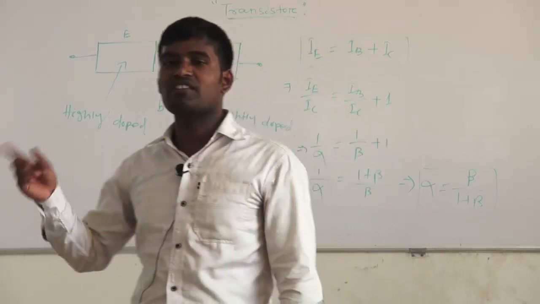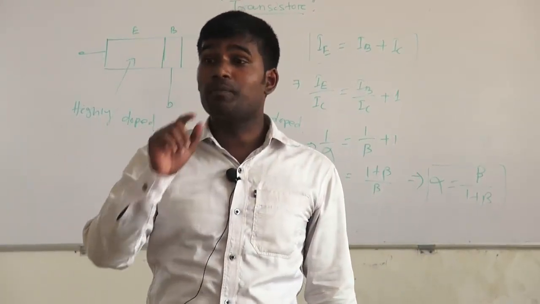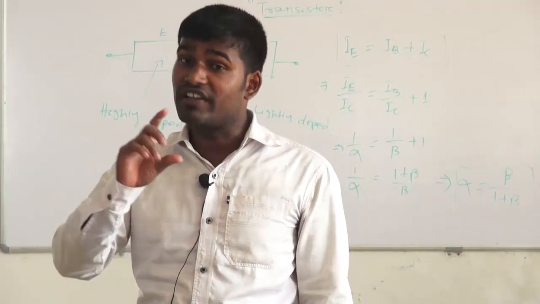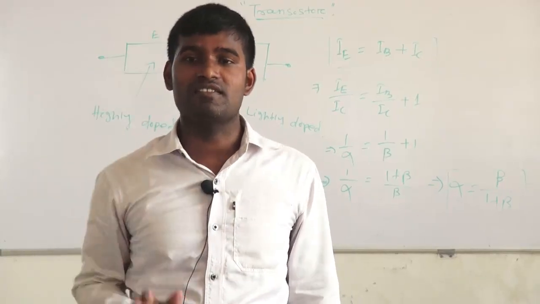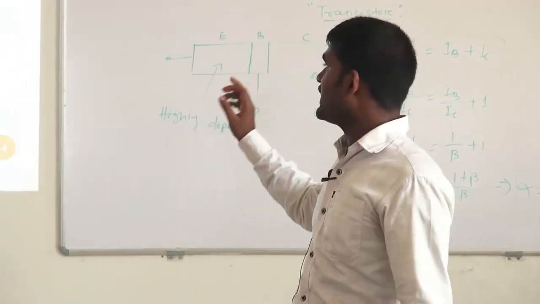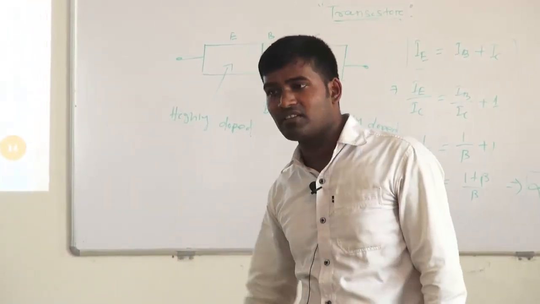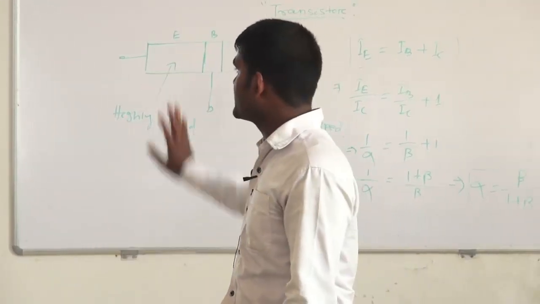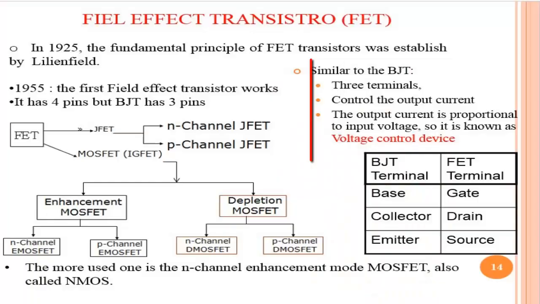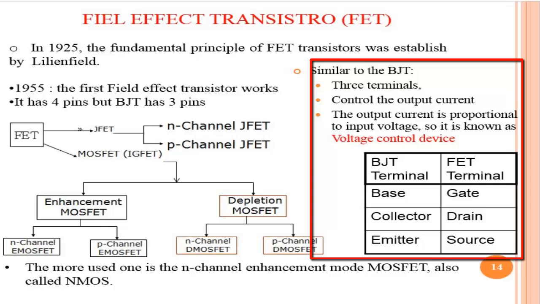Next, MOSFET is divided into enhancement type MOSFET and depletion type MOSFET. In depletion type there is already one channel, but in enhancement type there is no channel. You have to first create a channel, then you can transmit the charge carriers through the channel. But in depletion it is easy. Then enhancement type MOSFET is divided into N channel and P channel, and depletion type is also divided into N channel D MOSFET and P channel D MOSFET. Next, similar to BJT, 3 terminals control the output current. It is a voltage controlled device, but BJT is a current controlled device. Next, similarity.